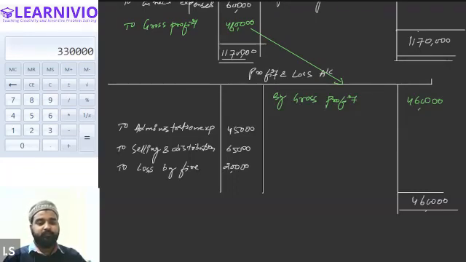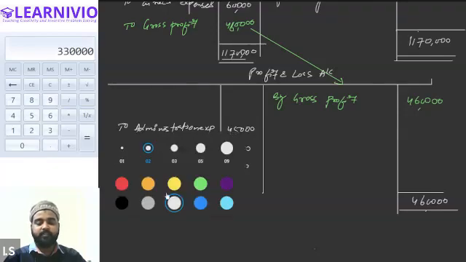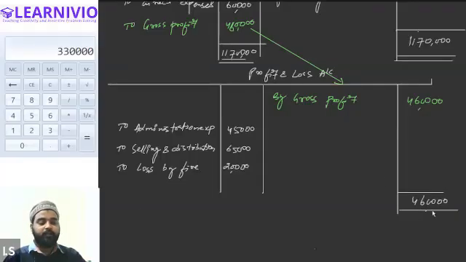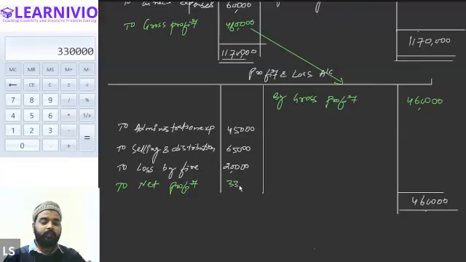Tell me, 3,30,000 will be treated as the net loss or net profit? Tell me, anyone. Net profit, because the credit side is greater than the debit side. So this will be a net profit situation. Okay, sir. 3,30,000 will be the net profit.